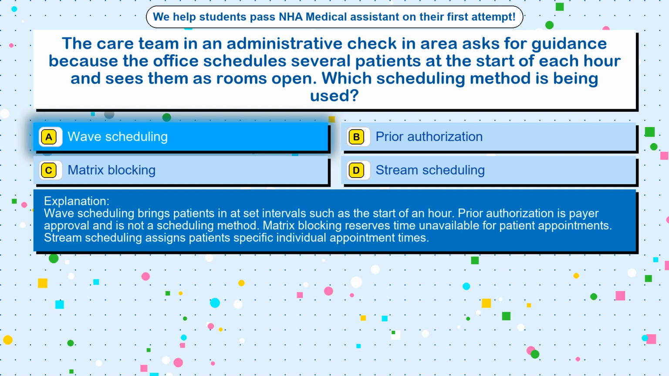Wave scheduling brings patients in at set intervals such as the start of an hour. Prior authorization is payer approval and is not a scheduling method. Matrix blocking reserves time unavailable for patient appointments. Stream scheduling assigns patients specific individual appointment times.